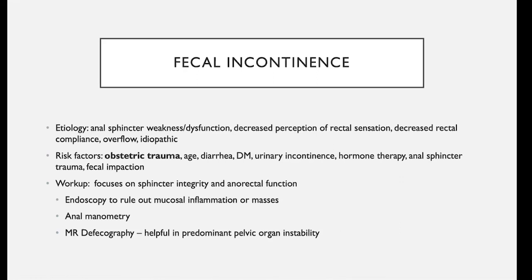Some risk factors for fecal incontinence: a big one is obstetric trauma, then age, diabetes has been associated, sphincter trauma, and fecal impaction. Workup for these patients focuses on assessing the sphincter integrity and the anorectal function. These patients can often undergo anal manometry, and MR defecography is helpful in assessing predominantly pelvic organ instability. And then it's important to have endoscopy to rule out mucosal inflammation or masses causing this.